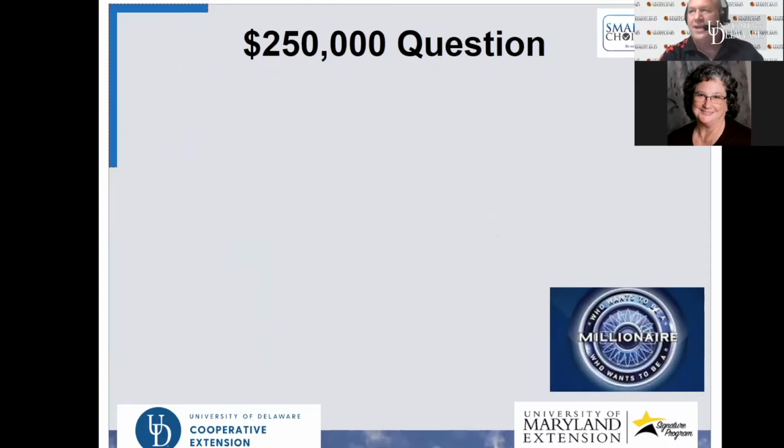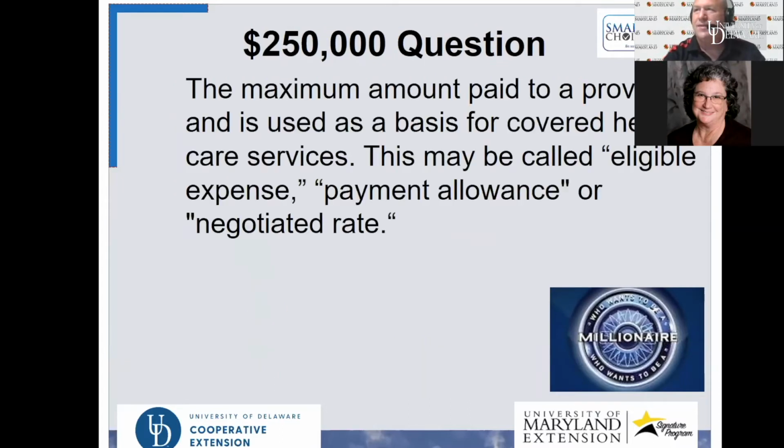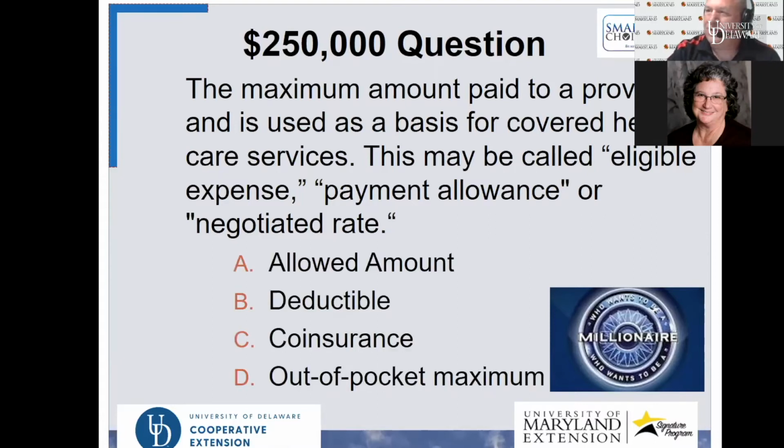Our $250,000 question. The maximum amount paid to a provider and is used as a basis for covered healthcare services. This may be called eligible expense, payment allowance, or negotiated rate. And your options are allowed amount, deductible, coinsurance, and out-of-pocket maximum. Very good. We're looking at the allowed amount there. Absolutely.